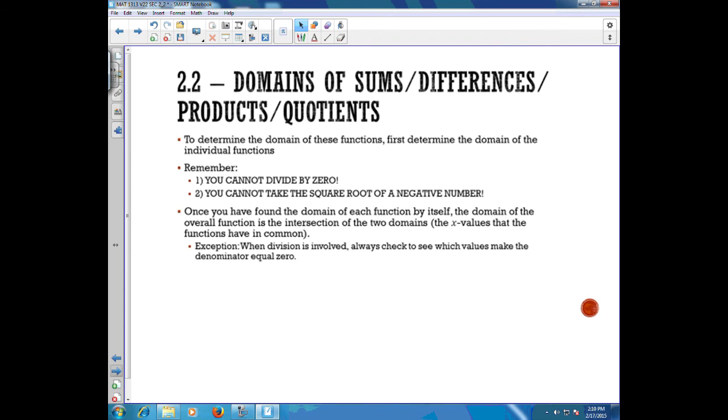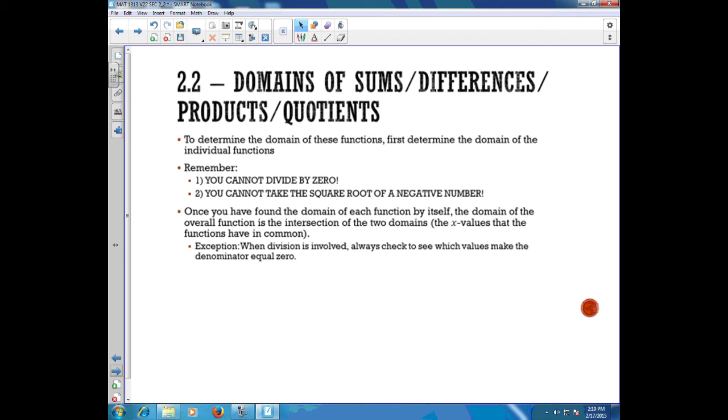Now we can find the domains of these functions, of the sums and differences, products and quotients. The first thing to do is to determine the domain of the given function. Determine the domain of f and g independent of each other. Remember our rules for finding domains. You can't divide by 0, and you cannot take the square root of a negative number. Refer back to section 1.2 if you're trying to remember how to find the domains of functions.